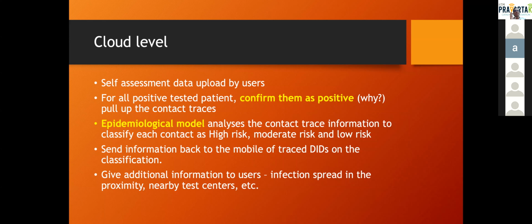And this is also a very, very important step that we need to take here. Okay. So for all positive tested patients, the server will confirm that they are positive, and then it will pull up all the contact traces. Now, once the contact traces have come, there is an epidemiological model. This is where the subject expert comes in, right? The subject expert here is an epidemiologist who says, okay, he now has a model. So this is the proximity, this is the distance, and this is the time. Based on this, I can classify a patient.